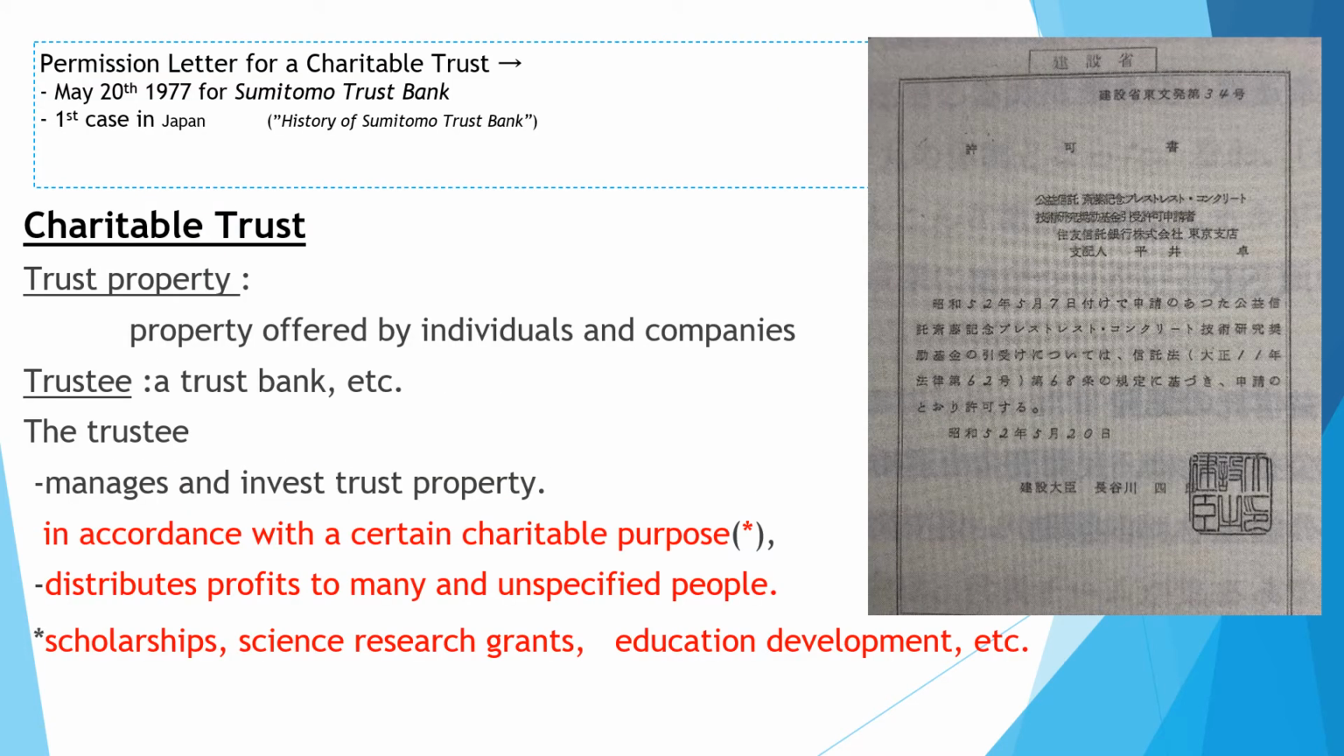This is a permission letter to operate a charitable trust issued for the Sumitomo Trust Bank in 1975. This is the first charitable trust in Japan. The basic structure of a charitable trust is that a trust bank manages and invests property funded by individuals and companies in accordance with a certain charitable purpose, and distributes profits to many and unspecified people. Charitable purposes specified by relevant laws include scholarships, science research grants, education development, and so on. When a charitable trust meets some conditions, tax preferential treatments are applied under tax laws.